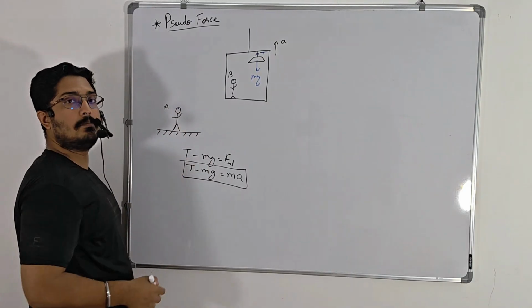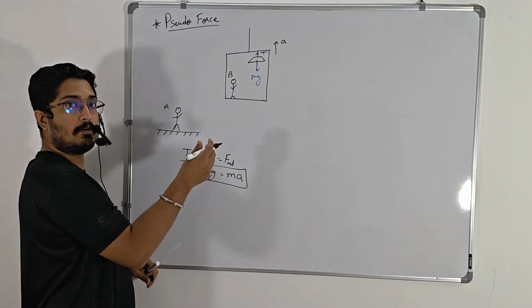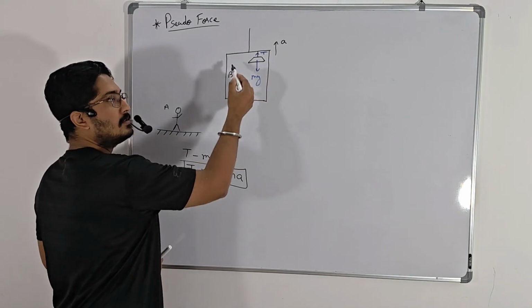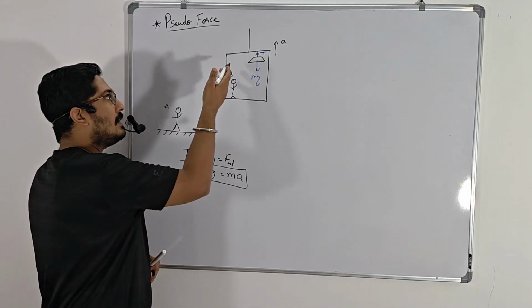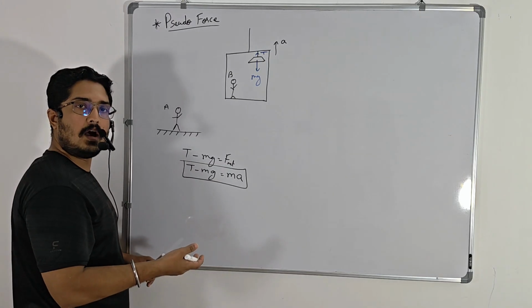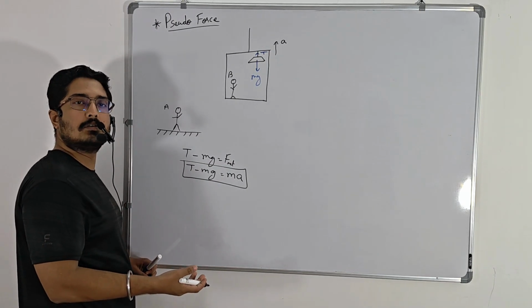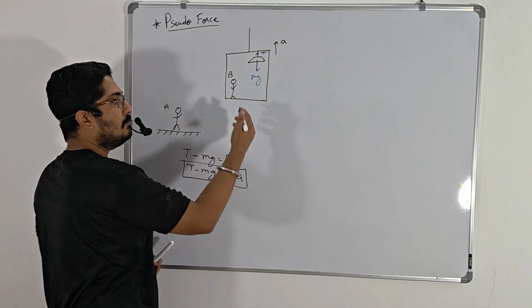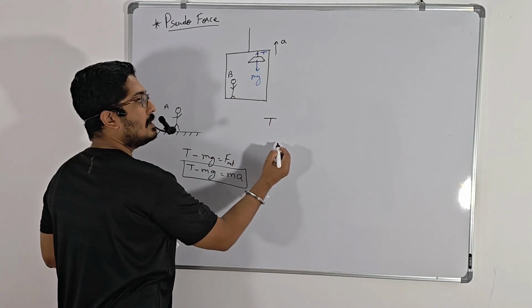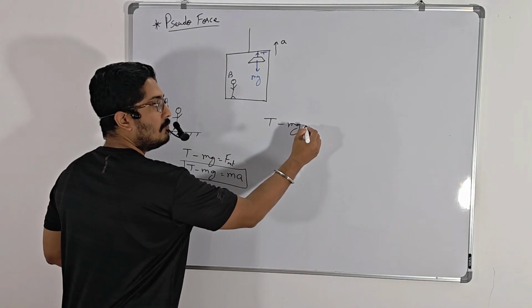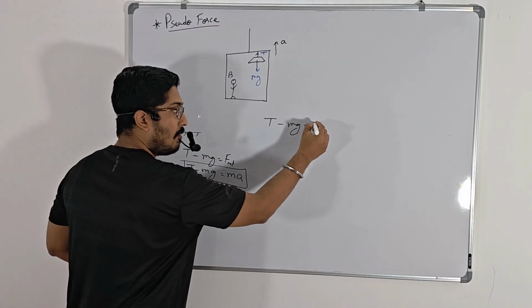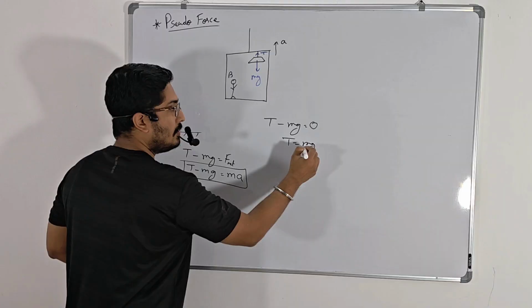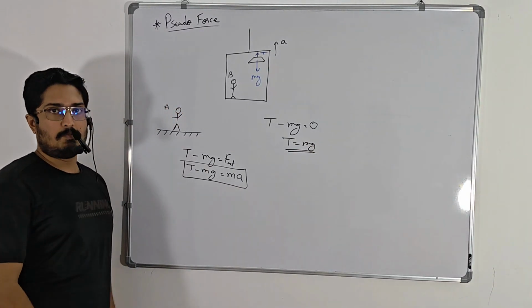But if you ask observer B what his equation is, what would he feel? He will say that I am inside a box, which is the lift, and that lamp is also inside the box. I am stationary with respect to the box, and so is the lamp. So according to him, his equation would be tension upwards minus mg downwards should be equal to net force, but according to him that net force is equal to 0. So he would say that tension equals mg. This is what his result would be.